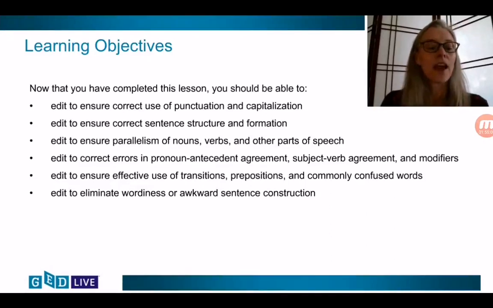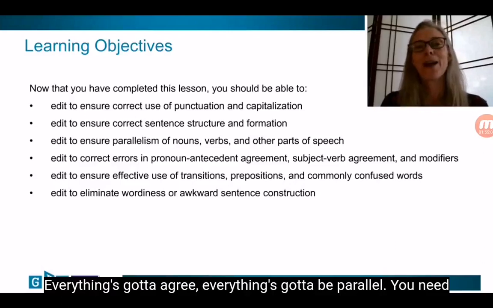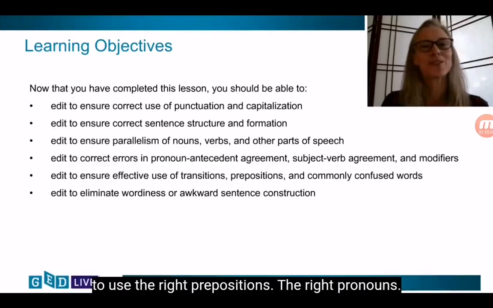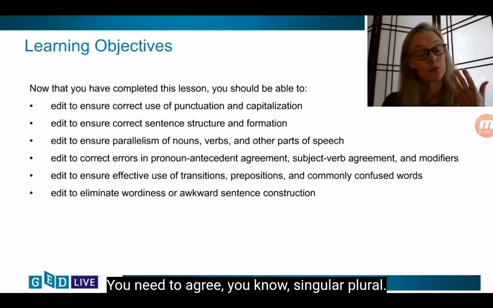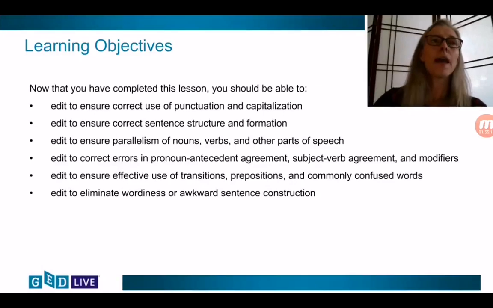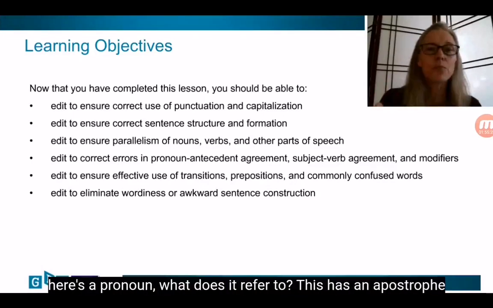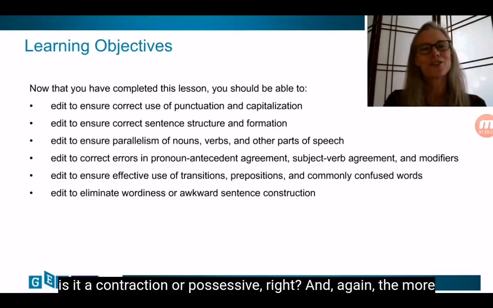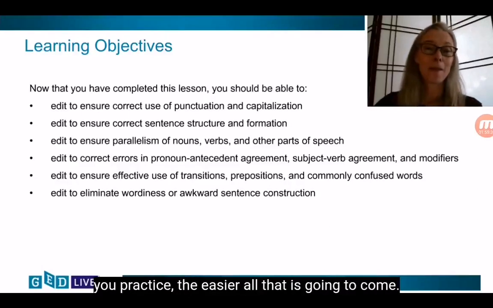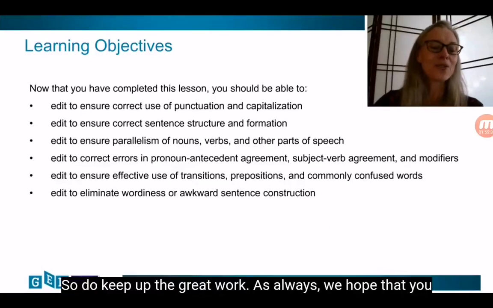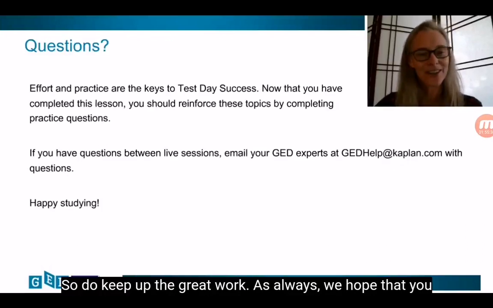Okay? Everything's got to agree, everything's got to be parallel. You need to use the right prepositions, the right pronouns. You need to agree, singular, plural. And you're thinking about things like, here's a pronoun. What does it refer to? This has an apostrophe. Is it a contraction or a possessive? Right? And again, the more you practice, the easier all that is going to come. So do keep up the great work.